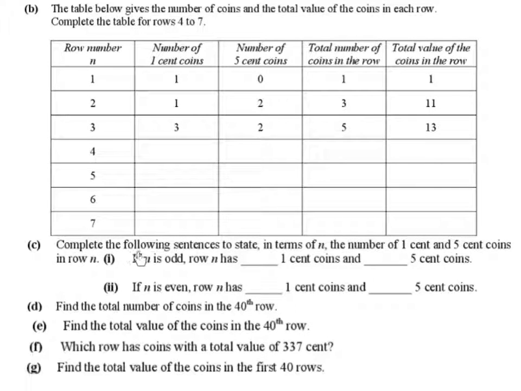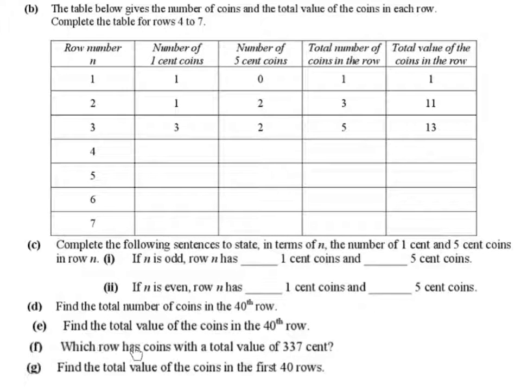Part C, complete the following sentences to state in terms of n the number of 1 cent and 5 cent coins in row n. If n is odd, row n has 1 cent coins and 5 cent coins. Part 2, if n is even, row n has 1 cent coins and 5 cent coins. Part D, find the total number of coins in the 40th row. Part E, find the total value of the coins in the 40th row.